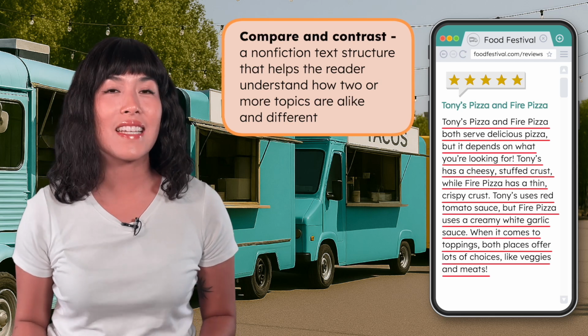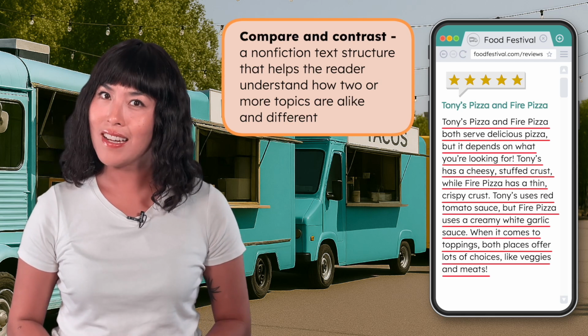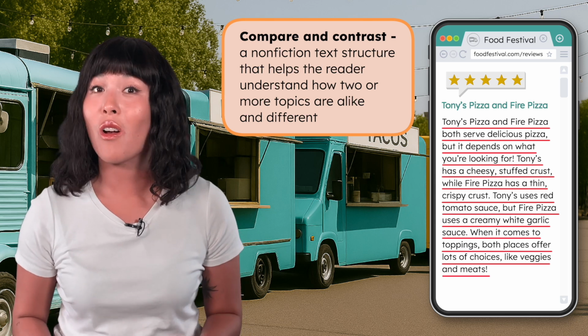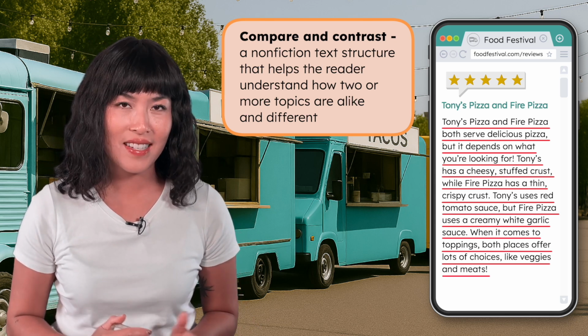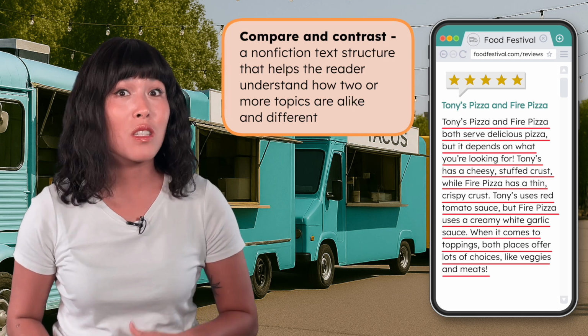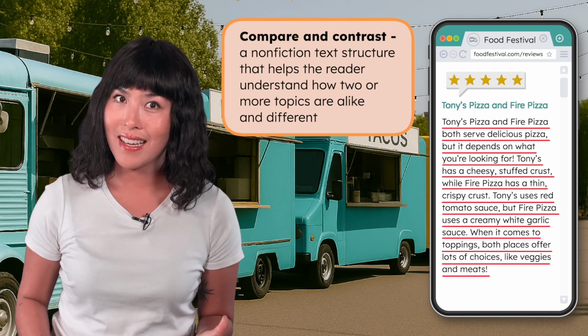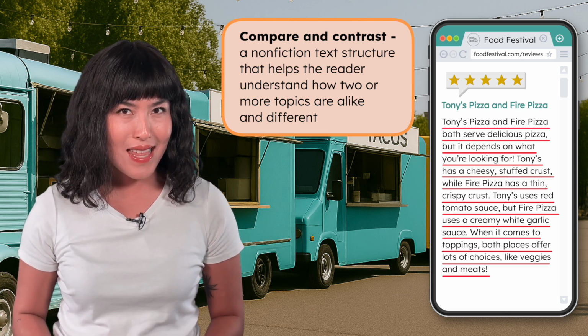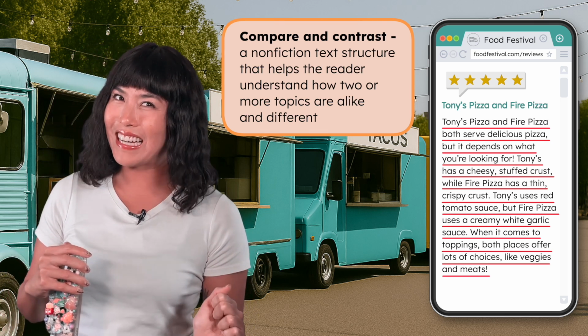Compare and contrast is a nonfiction text structure that helps the reader understand how two or more topics are alike and different. In this case, the author is telling me what is different or special about the two places and what you can find at both. Now, I think I know which pizza I want to try. I'm going to grab a slice and then I'll meet you back in the studio. I'm curious to see if we can find this same text structure in my daily discovery.